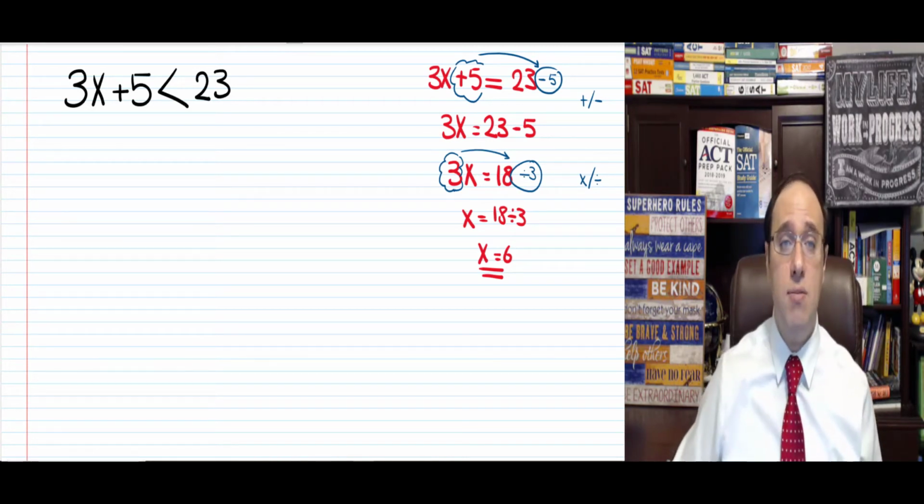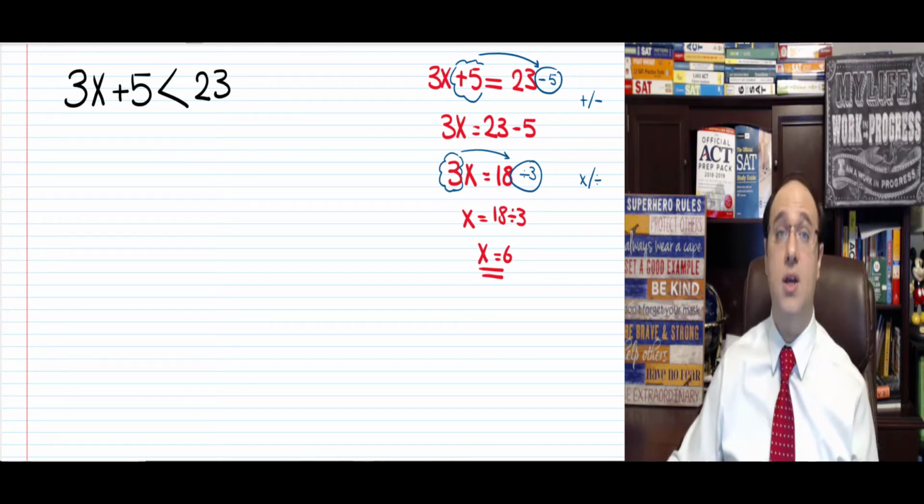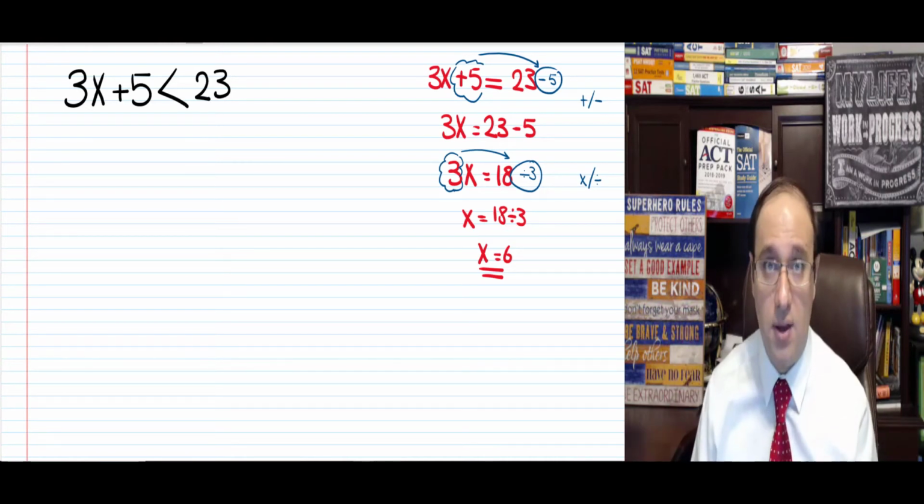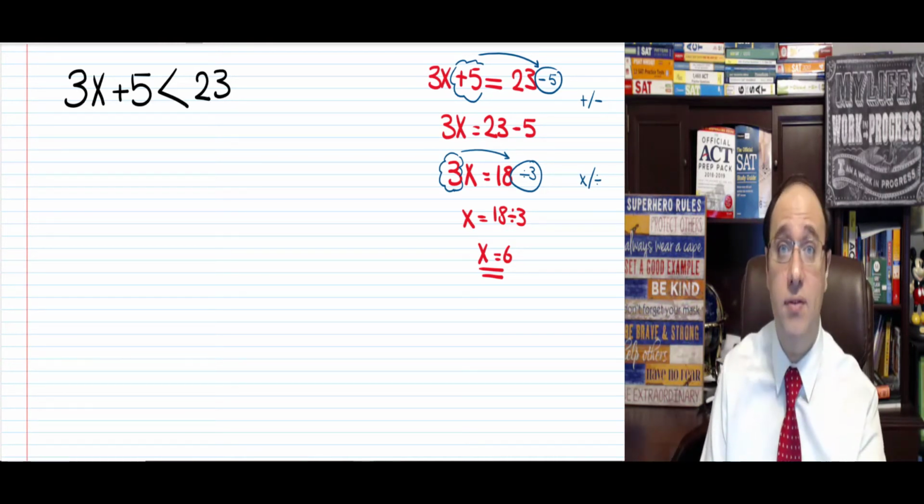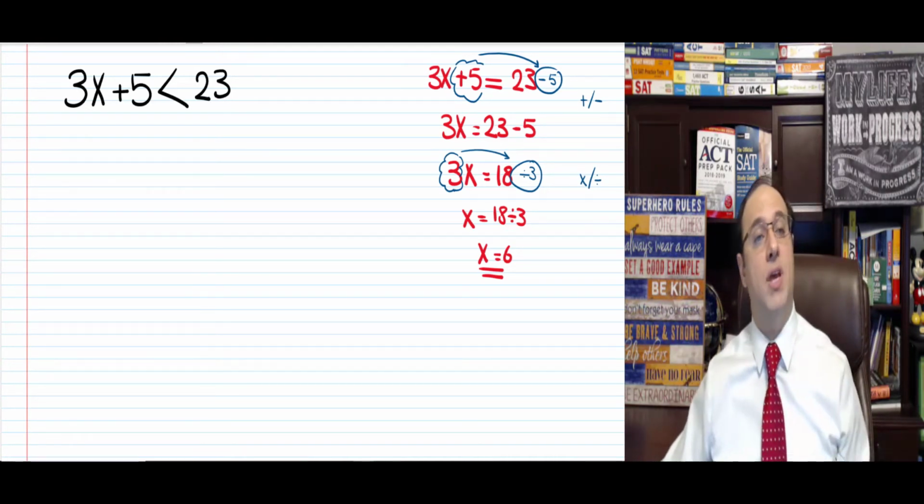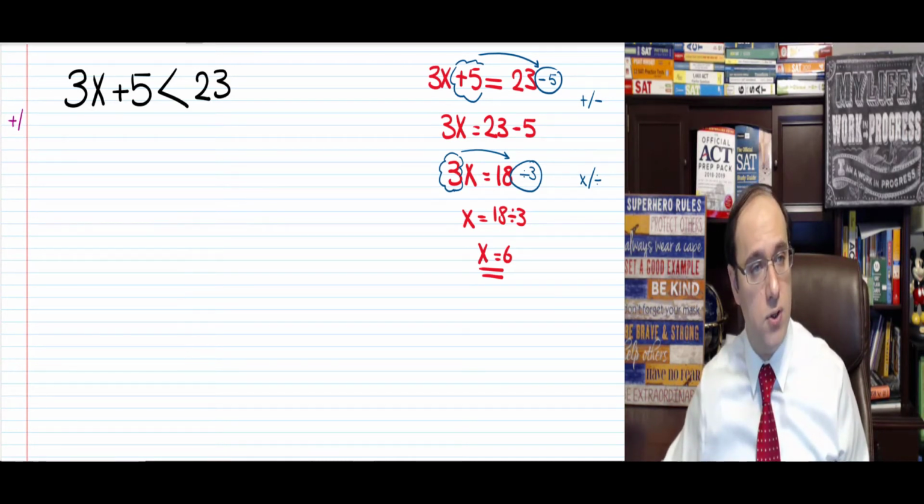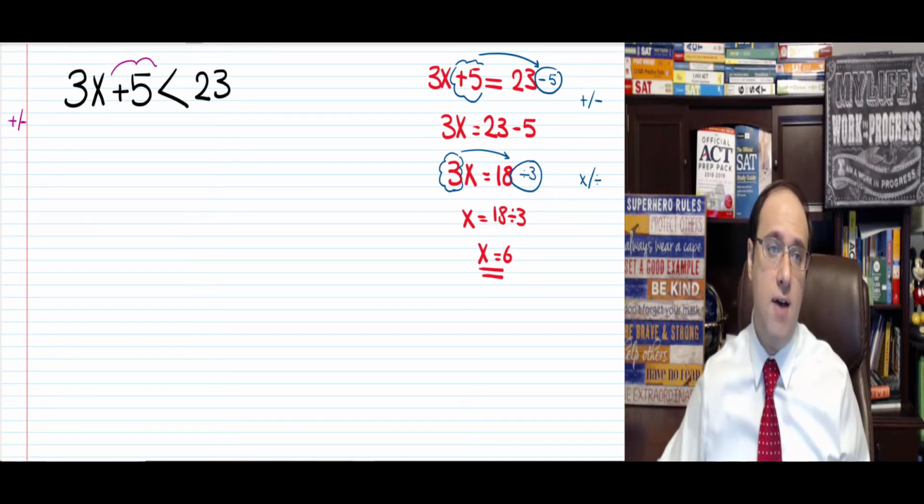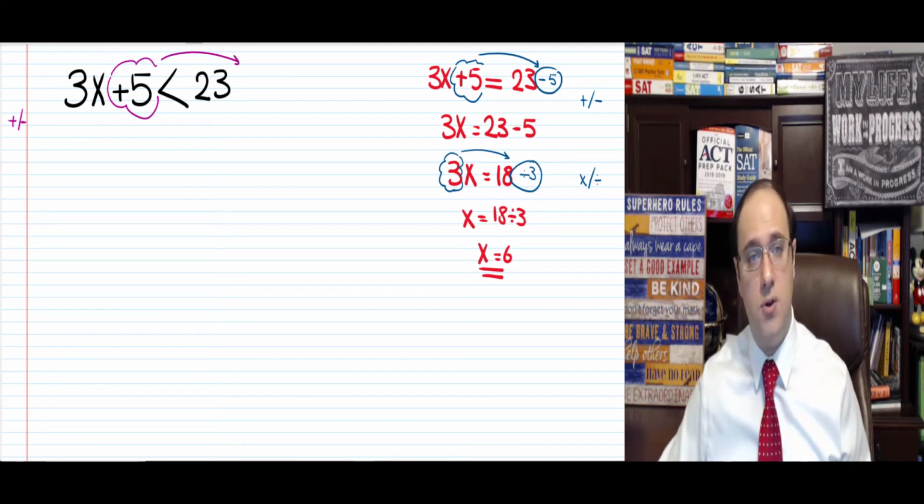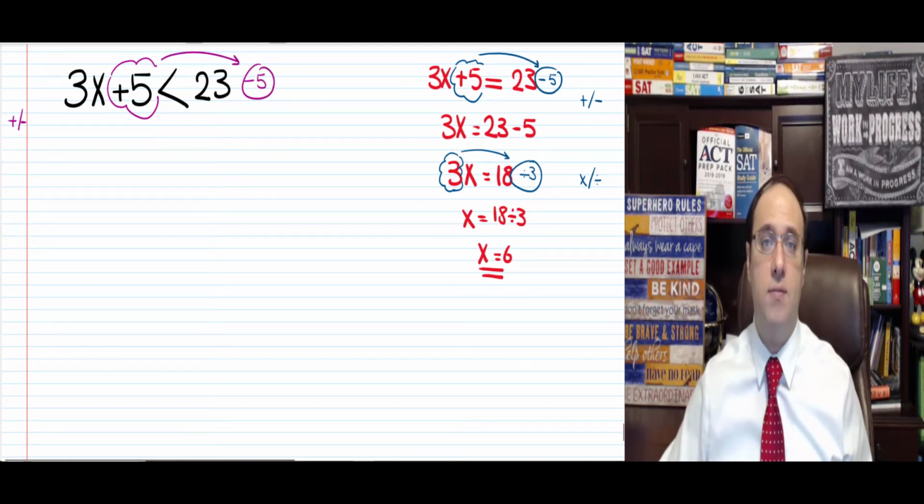I want to do the same thing right here with my inequality. I will do the exact same thing. Instead of equal, I have less than. So, get rid of the pluses or minuses first, always. So the plus 5, I want to get rid of that. It goes to the other side as minus 5.